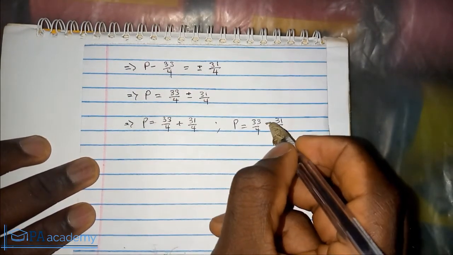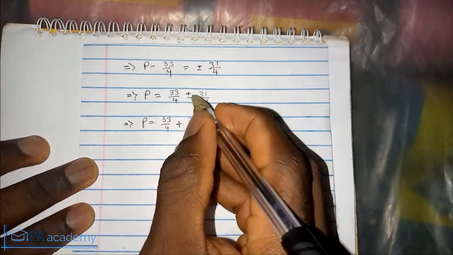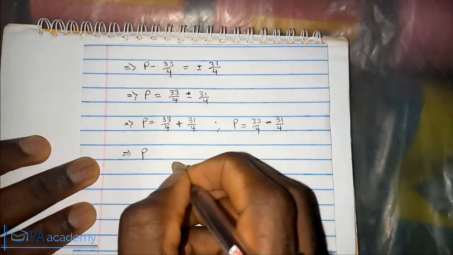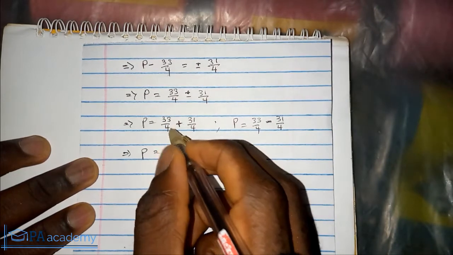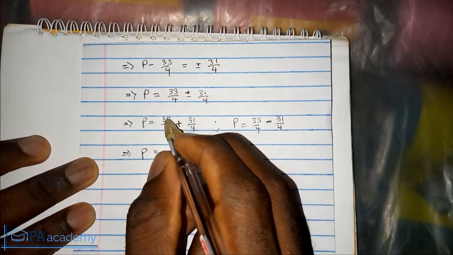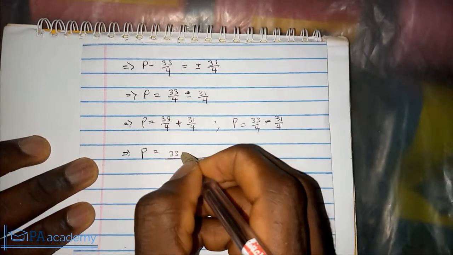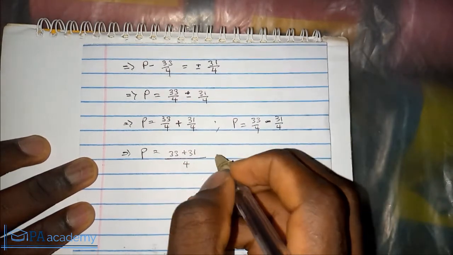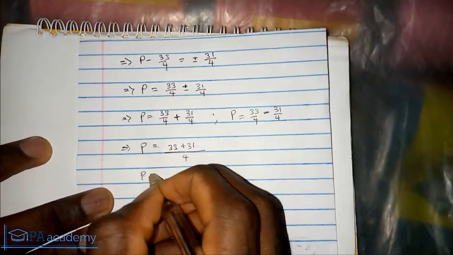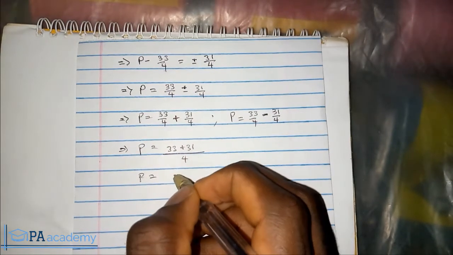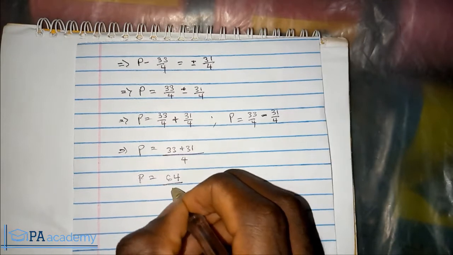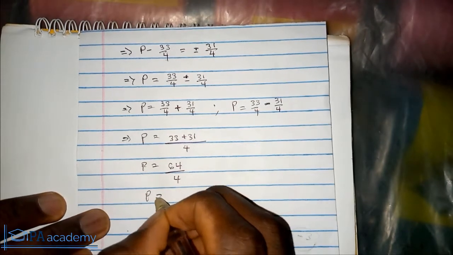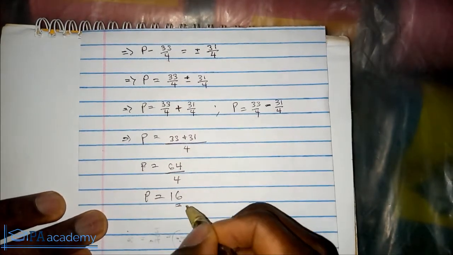So the difference here is this one is minus, and here we have plus, because we have plus or minus. So for this one, the LCM is 4. So 4 divided by 4 is 1, multiplied by 33, we are going to have 33. 4 divided by 4 is also 1, multiplied by 31, plus 31. So let's finish up with this first. So p equals 33 plus 31, that will give us 64 divided by 4. So 64 divided by 4 is equal to 16. So p equals 16. So that's the value for p here.